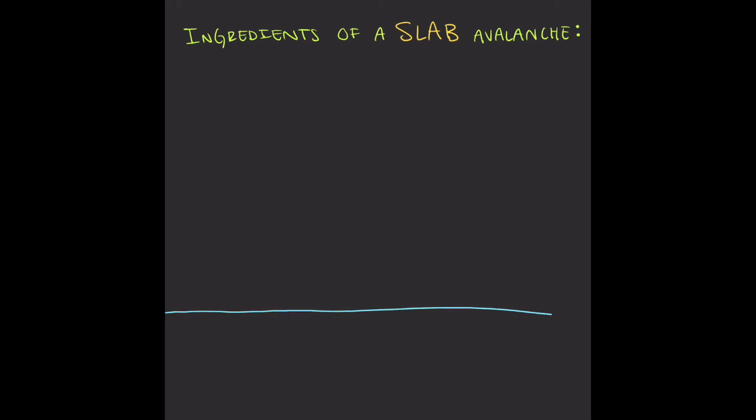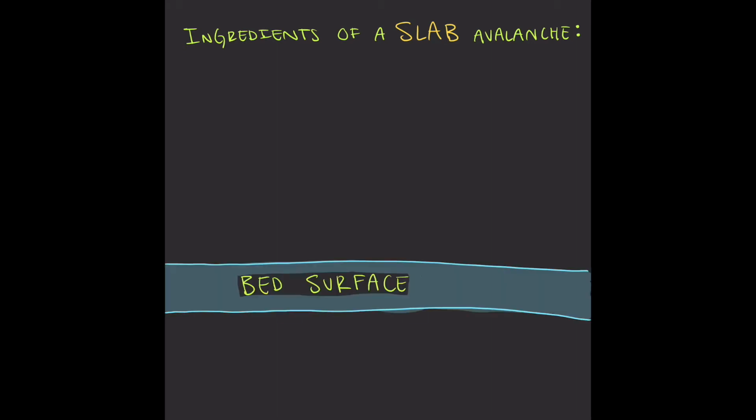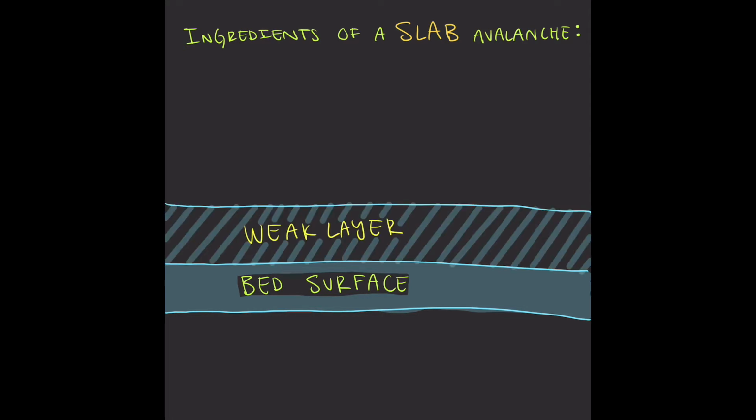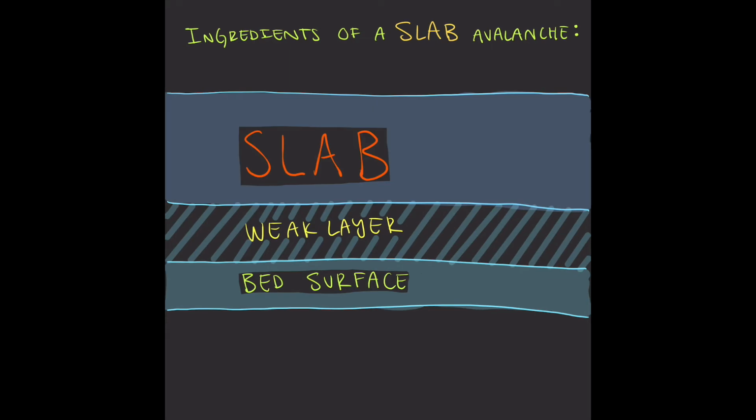Before we dive into a real detailed investigation of the snowpack, I want to start by revisiting the basics, which is the ingredients of a slab avalanche. These are the components of a snowpack that must be present in order for a slab avalanche to occur. At the bottom of the snowpack, we have the bed surface, and on top of the bed surface is the weak layer. And then topping the bed surface and the weak layer is the slab.